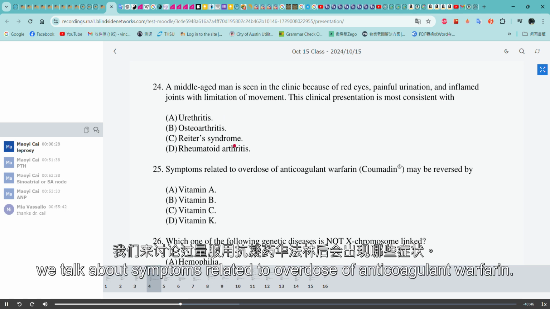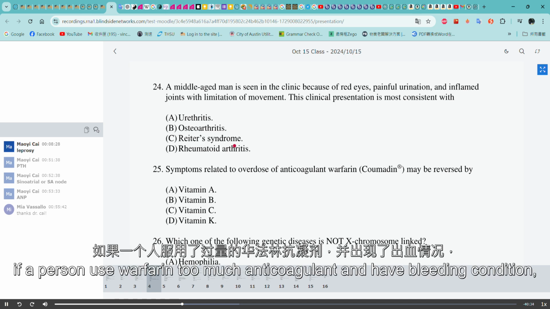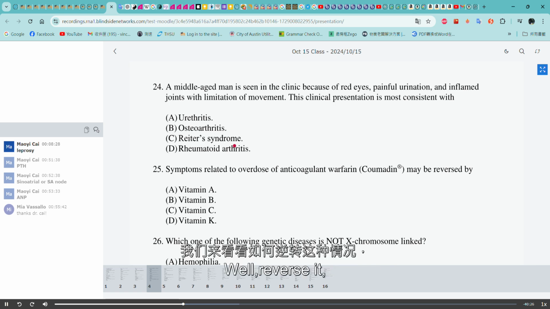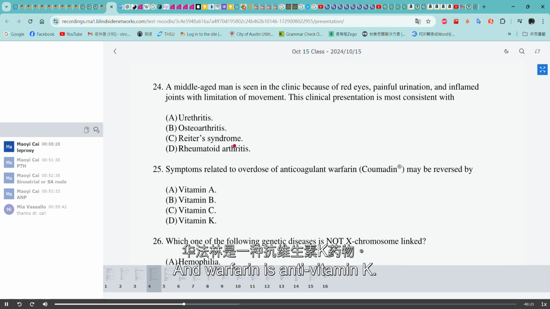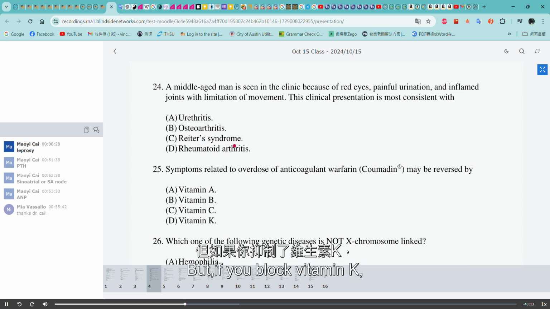25. Yes, we talk about symptoms related to overdose of the anticoagulant warfarin. May be reversed by what? So if a person uses too much warfarin, an anticoagulant, and has a bleeding condition, right? Overdose causes bleeding. How do you reverse it? Well, you have to know what kind of drug this anticoagulant warfarin is. Warfarin is anti-vitamin K. Vitamin K is required for the liver to produce clotting factors. But if you block vitamin K, you prevent clotting, but you have a risk of bleeding.